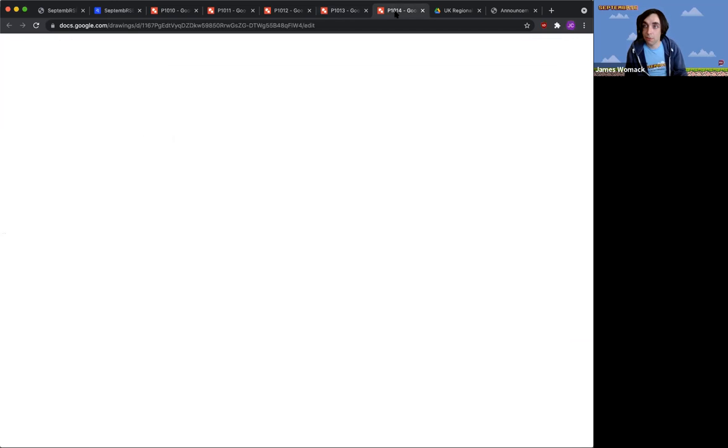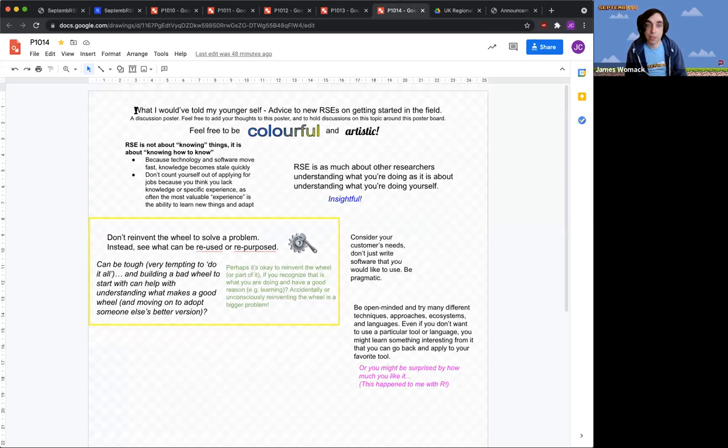And so the final discussion poster here is what I would have told my younger self, advice to new RSEs on getting started in the field. And the little thread that's going on here about not inventing the wheel is what interested me. So someone's advice is, don't reinvent the wheel to solve a problem, see what can be reused or repurposed, which I agree is good advice.